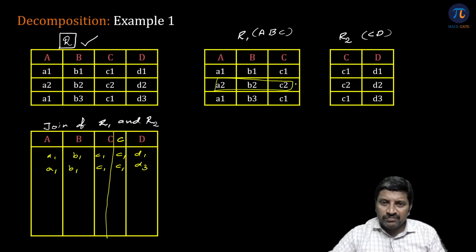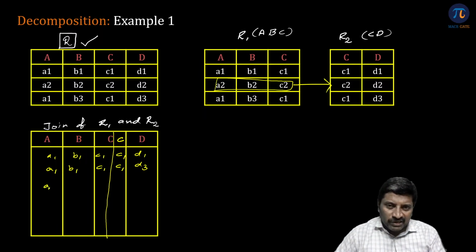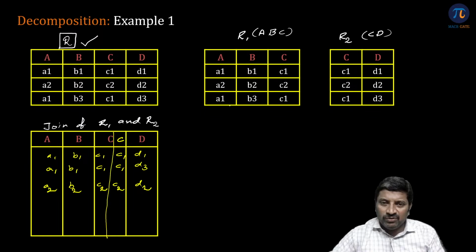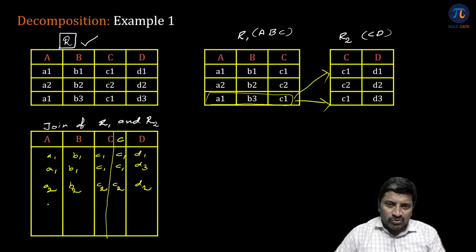Then what about the second record? This is our second record, and it is having matching only to one value, C2. So that means I can write A2, B2, C2. C2, A2. That's it. And what about the last value? This is having matching with the first row and the last row. So let us write those. A1, B3, C1, C1, D1. A1, B3, C1, C1, D3.